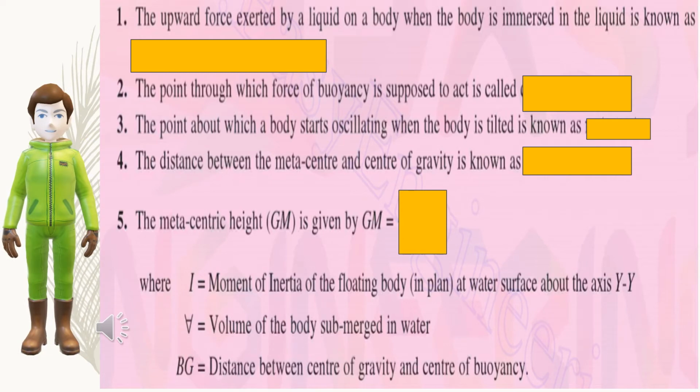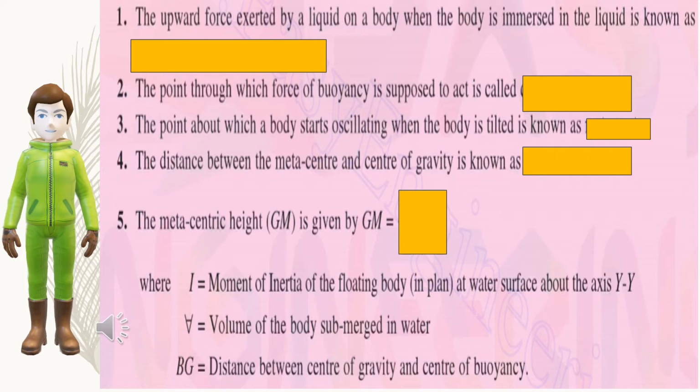First one, the upward force exerted by a liquid on a body when the body is immersed in the liquid is known as dash. Second one, the point through which force of buoyancy is supposed to act is called dash. Third one, the point about which a body starts oscillating when the body is tilted is known as dash. Fourth one, the distance between the metacenter and center of gravity is known as dash.